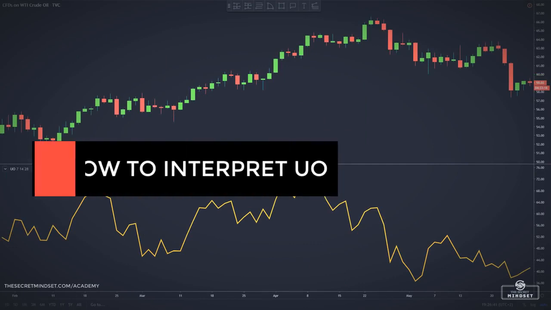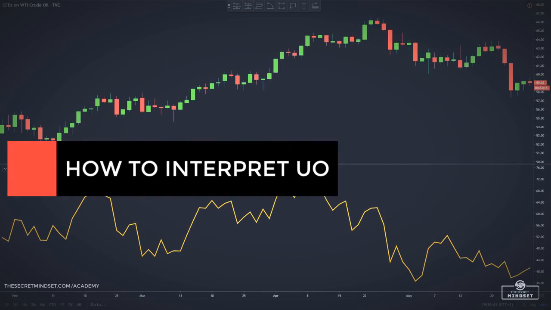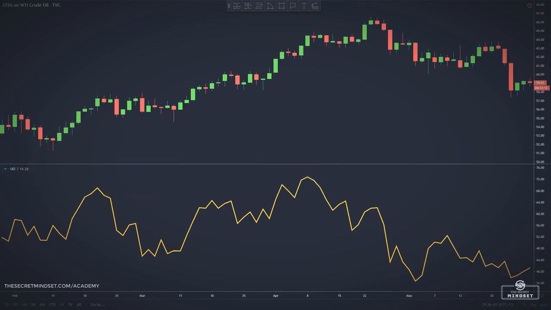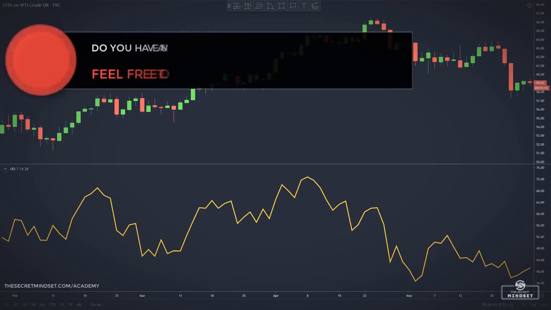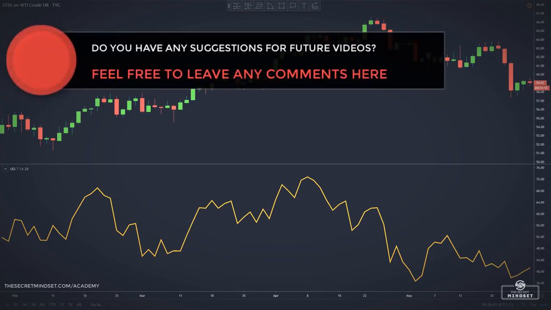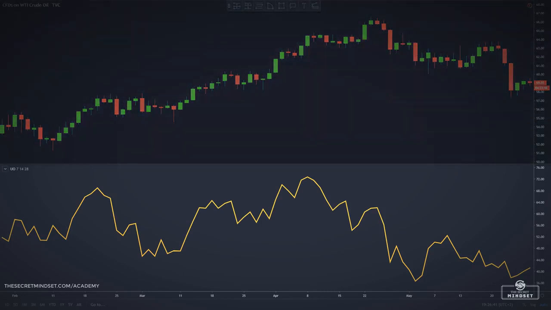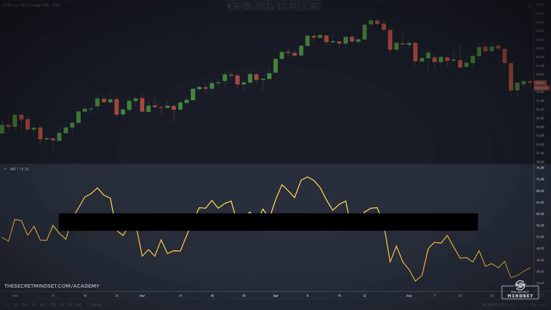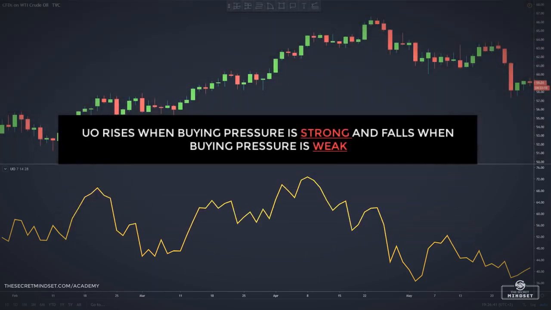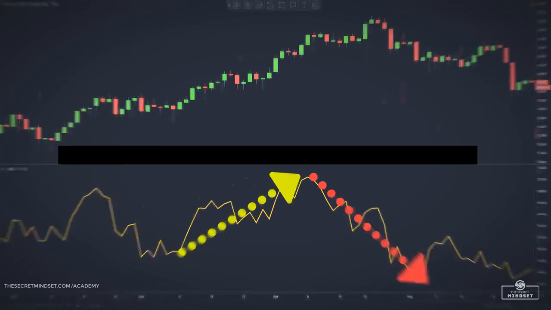How to interpret the ultimate oscillator? Buying pressure and its relationship to the true range forms the base for the ultimate oscillator. Williams believes that the best way to measure buying pressure is simply subtracting the close from the low or the prior close, whichever of the two is the lowest. This will reflect the true magnitude of the advance and hence buying pressure. The ultimate oscillator rises when buying pressure is strong and falls when buying pressure is weak.